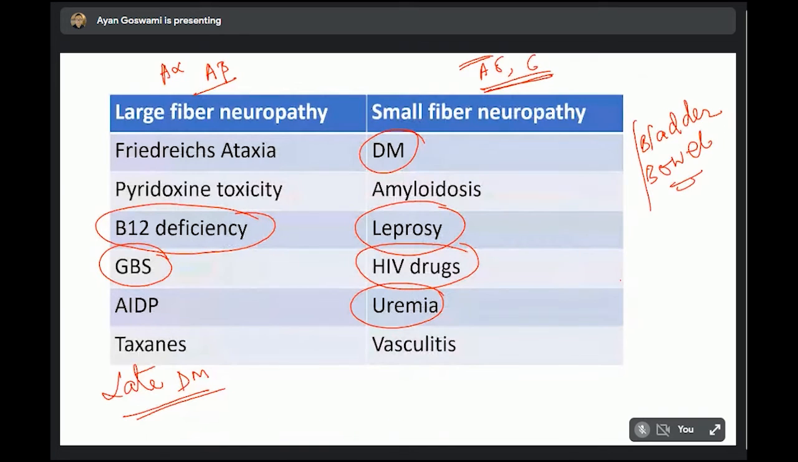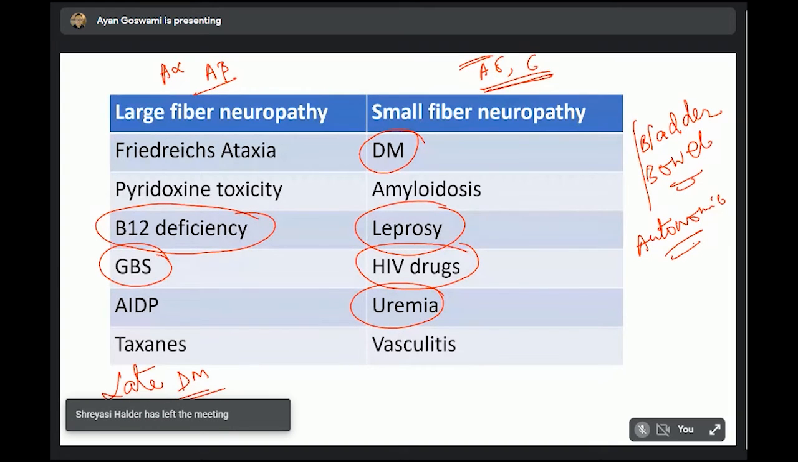Okay, so in case of diabetes mellitus, initially it is a small fiber neuropathy and autonomic involvement will be there. So the patient might be complaining of urination problems, defecation problems, like that. Don't try to remember all the diseases you have not studied, and I don't want you to remember all of them, but just for example, for small fiber neuropathy, remember diabetes mellitus, and if possible two more like leprosy, HIV drugs, and under large fiber neuropathy, B12 deficiency and Guillain-Barré syndrome, right?